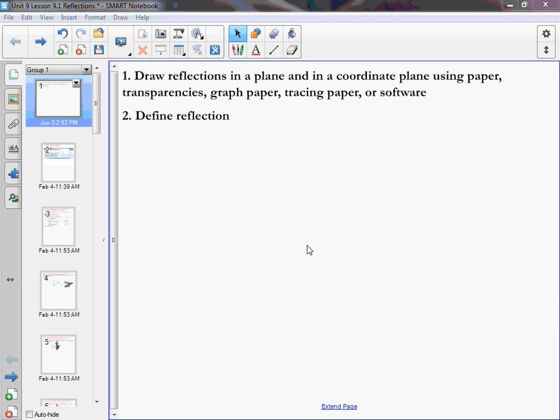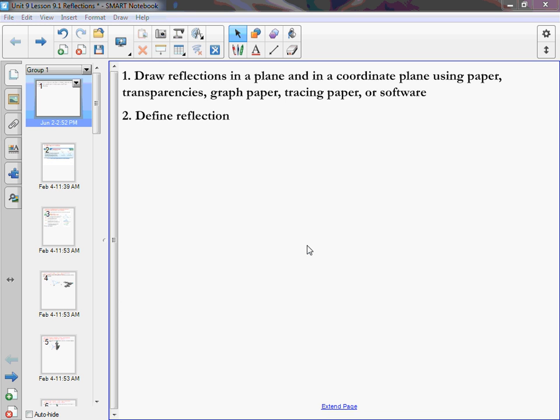All right, in this unit, we're going to be working on transformations. The first kind we're going to do is a reflection, where you take a figure and you flip it over. That's what we're going to be doing. So we have two learning targets in this section. We're going to draw reflections in a plane, in a coordinate plane, using paper.